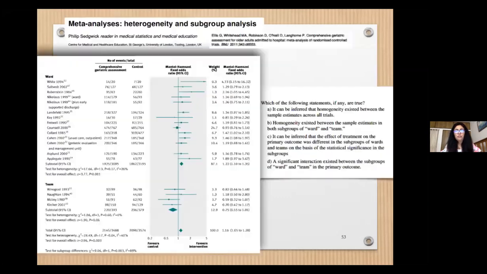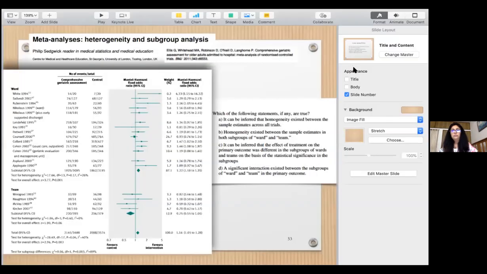So another thing which can be done is a subgroup analysis. Do you want to take a minute to read it and answer the statements? Can you read the first question? Let's do this together.